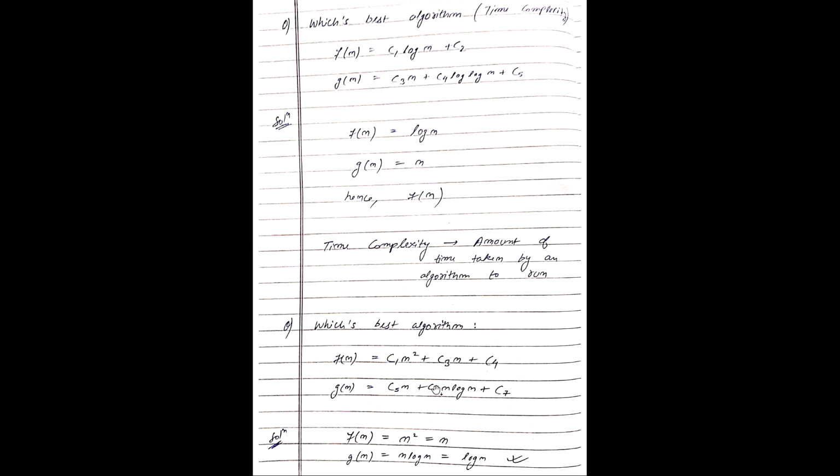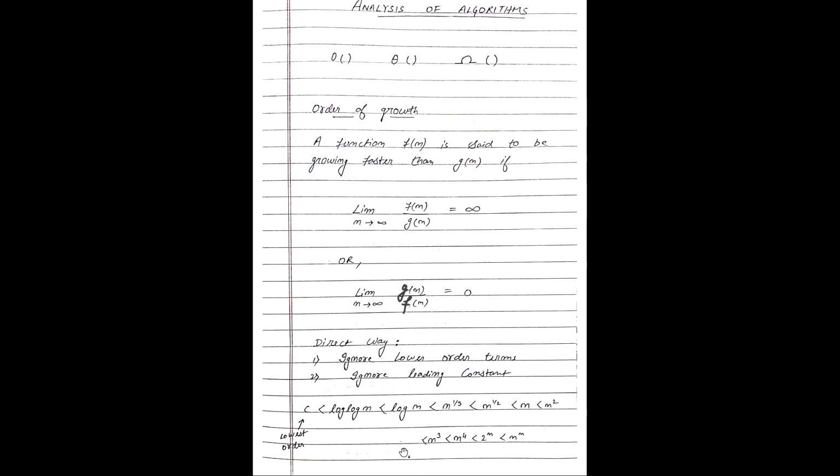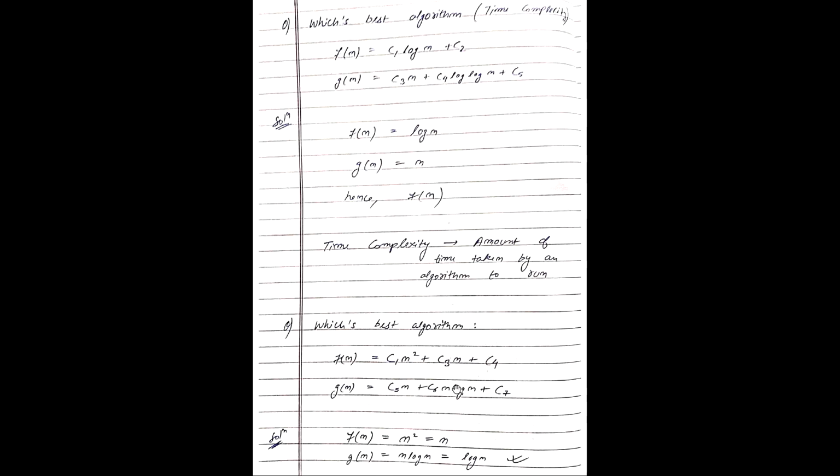From this part, we would drop c6 because it's said ignore leading constant. We would ignore the leading constant, then we would have n log n, and the time complexity of this would be n log n. So for this, gn has only lesser time complexity as compared to fn.